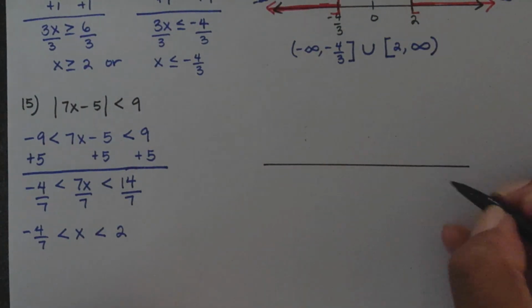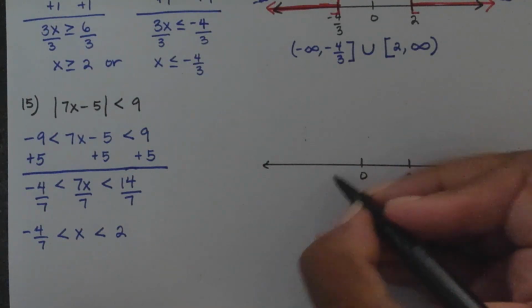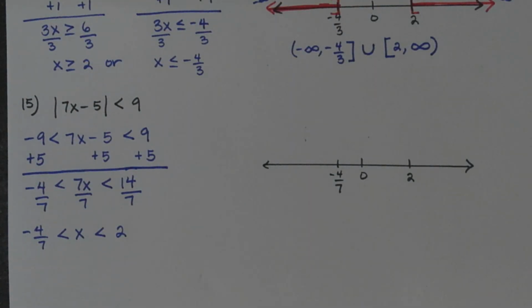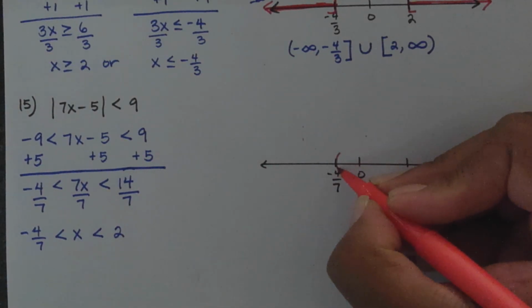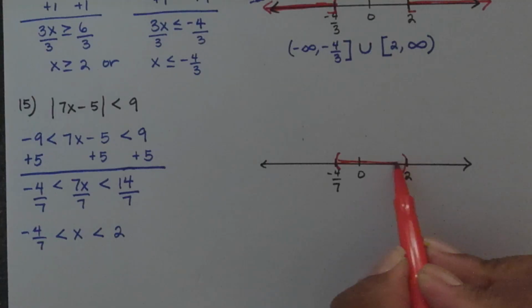Let's see, 0 is here, 2 is over here, negative 4/7 is a little bit to the left. Now on negative 4/7 and at 2, do I need brackets or parentheses? Parentheses. This time my endpoints are not going to be included. Now, to indicate that x is in between negative 4/7 and positive 2, we need to shade in between.